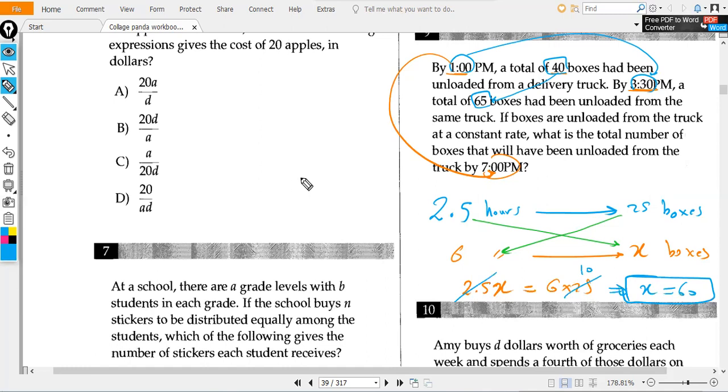No, we add 60 to the original value, to the 40. Yes, good, because we start from 1 to 7, and before 1, 40 boxes had been unloaded. So I'll add 60 to 40 boxes. So the total number of boxes is 100 boxes. Okay, got it? Yes. Good. The same logic as the previous question.